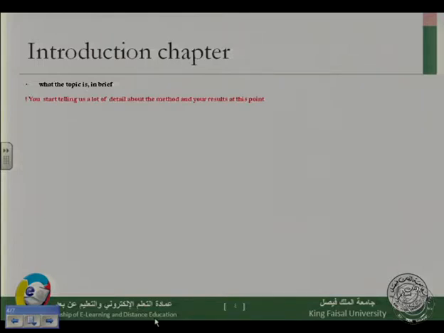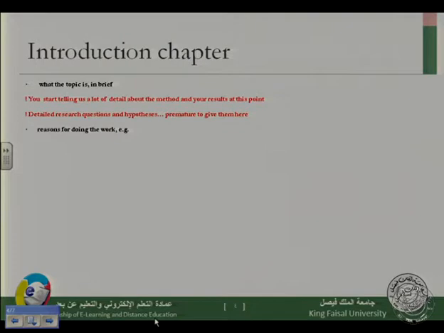This in red means no, don't do this. You start telling us a lot of detail about the method and your results at this point. No, this is not the point where you tell us about your methods. Tell us about your topic. We are talking about the introduction. Detailed research questions and hypotheses, premature to give them here, yes. Some people would say, well, I want to tell my readers about my research questions and hypotheses from the beginning. No. Leave them at least until the end of your introduction.